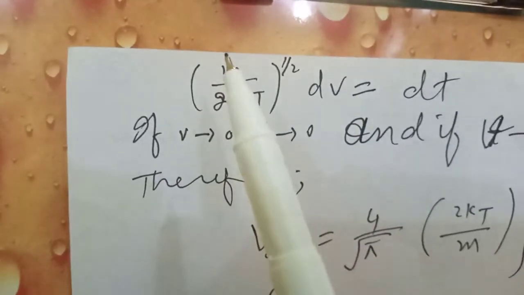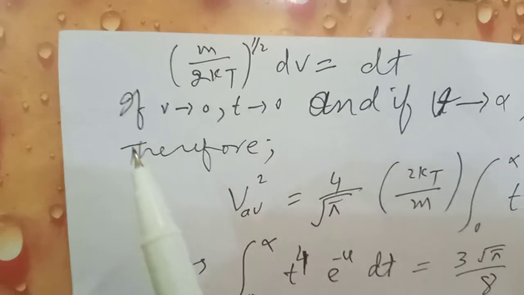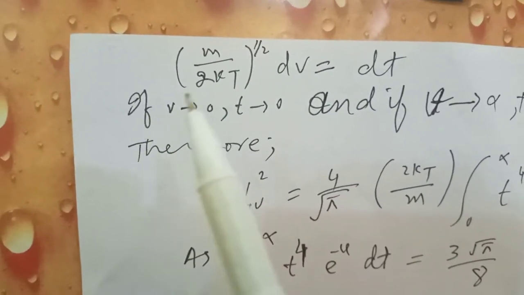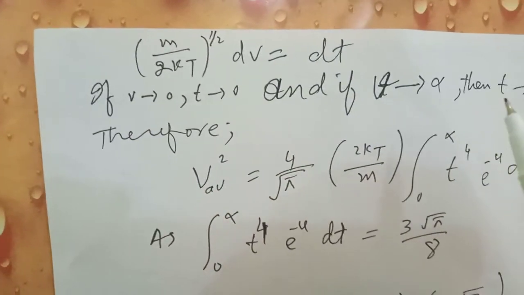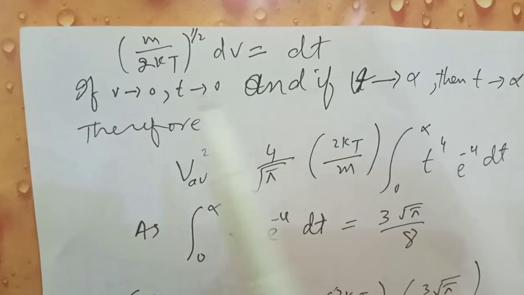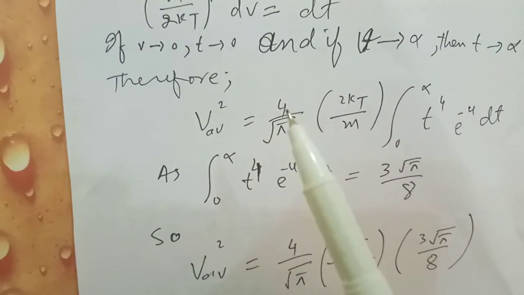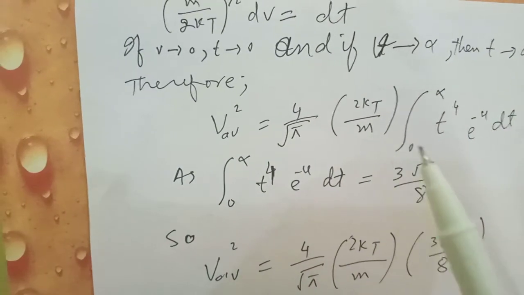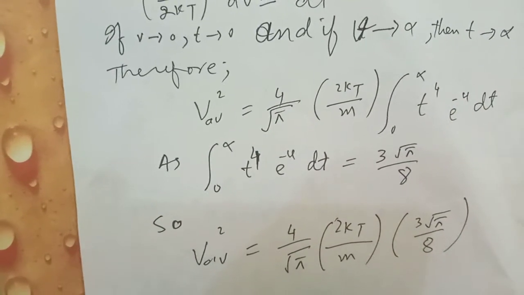If I differentiate this, we get (m over 2kT) to the power half delta v is equal to delta t. If v is 0, t will also be 0, and if v is infinity, t will also go to infinity. So it means there is no change in the limits during the integration. Therefore, the average of v squared will be equal to 4 over root pi times 2kT divided by m, integral from 0 to infinity of t to the power 4 e to the power minus t squared delta t.